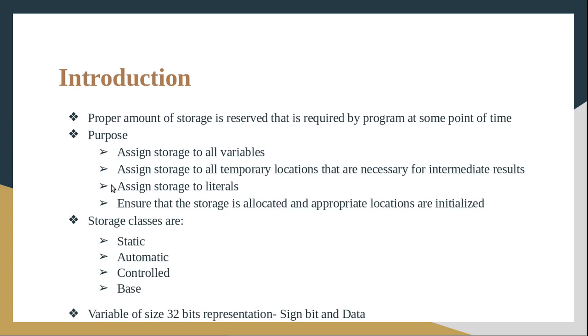Okay, now we are going to see the main storage classes used for variables. We have mainly four types: static, automatic, controlled and base. Okay, so static means what?